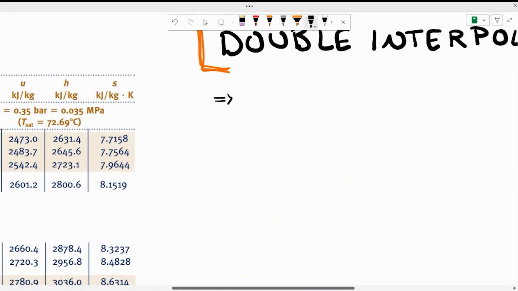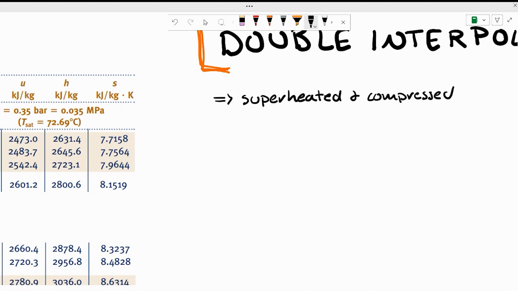Today I'll be showing you how to double interpolate. It is first good to note you will be primarily double interpolating with the superheated and compressed tables for this class. Recall that you need any two intensive properties to define a state, and with these tables, temperature and pressure are independent of each other.